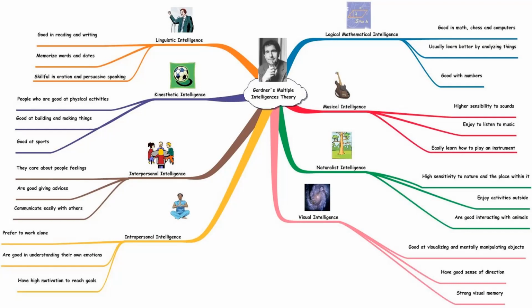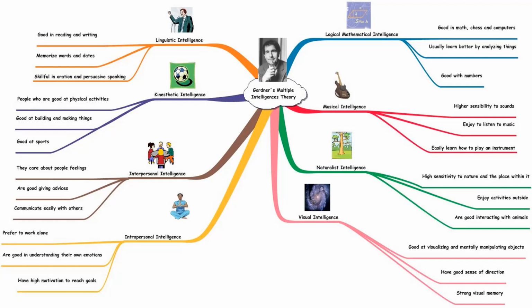Now moving to the next one, which is intrapersonal intelligence. What does it mean? You prefer to work alone. You don't want anyone; you want to do any work yourself, right? You are good at understanding your own emotions and have high motivation to reach your goal. So this is a very good thing: intrapersonal intelligence, that you are very motivated towards doing your work.